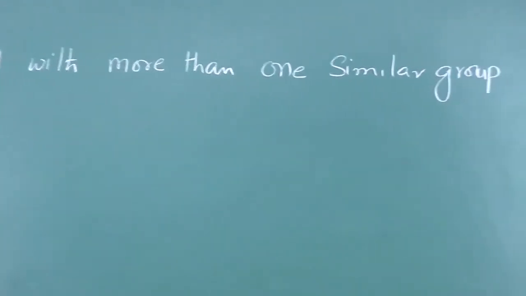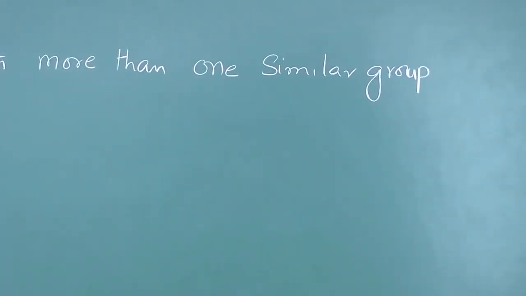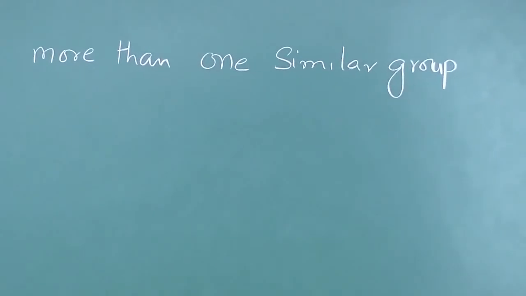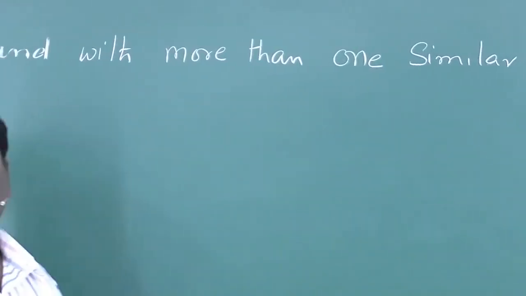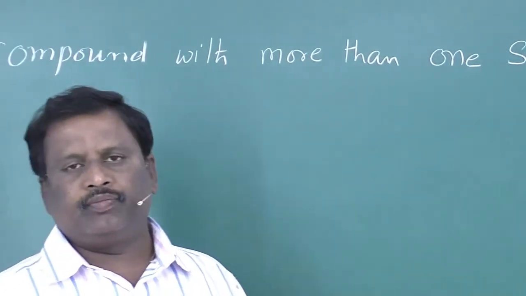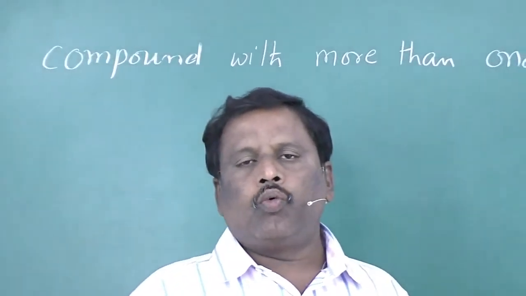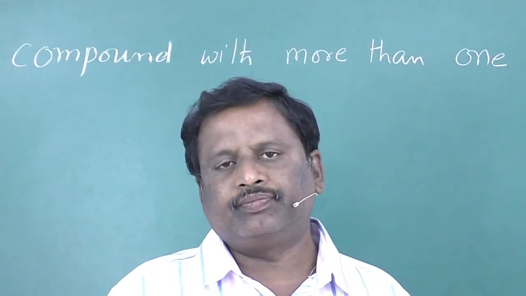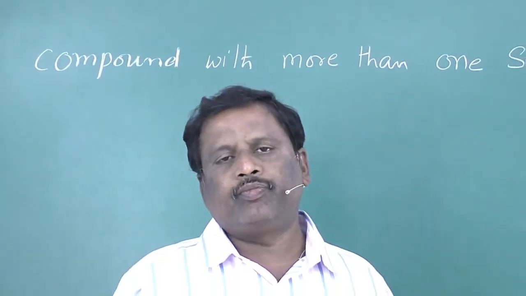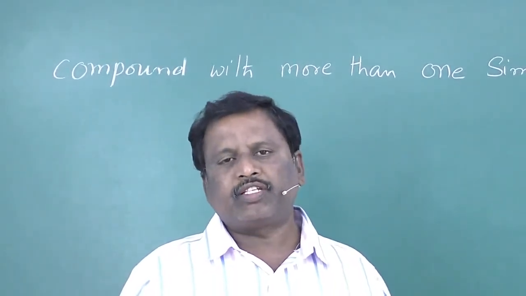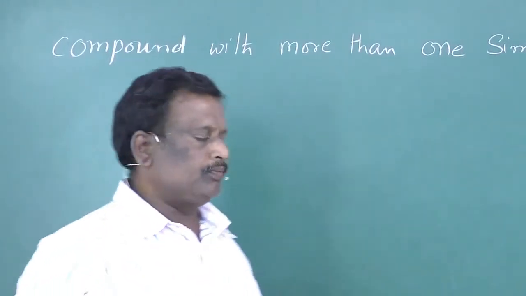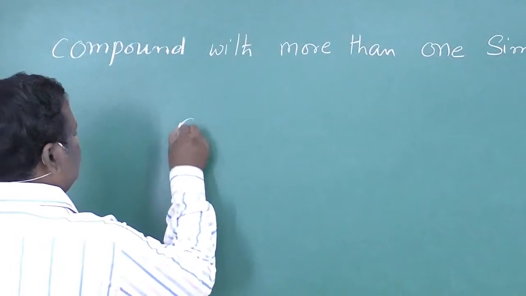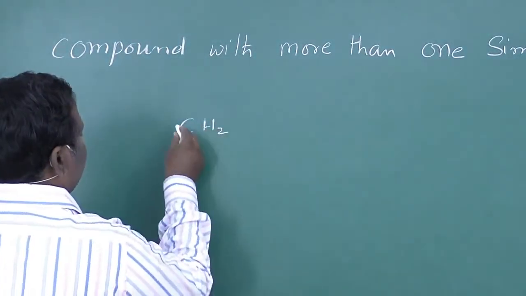A compound with more than one similar group. If any organic compound has more than one similar group, while naming such compounds in the IUPAC system, we have a special rule to adopt. For example, let us take a compound.